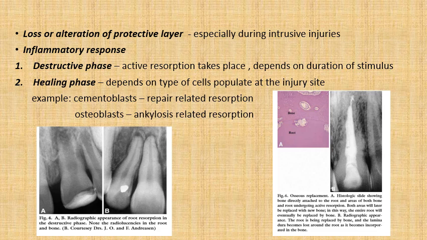For example, if cementoblast comes, blast means what? It's a forming cell. So it's a kind of repair related resorption. We saw the classification, the first one, that is the surface type of resorption. Whereas supposing osteoblast is coming, then ankylosis will come, like bone formation will come. So this is kind of a healing phase.